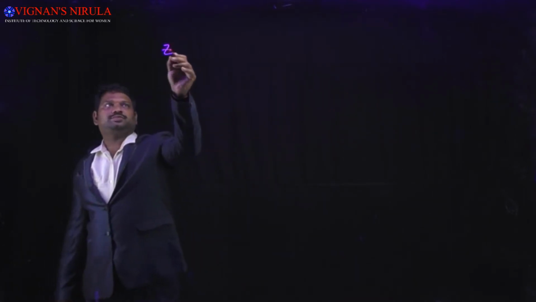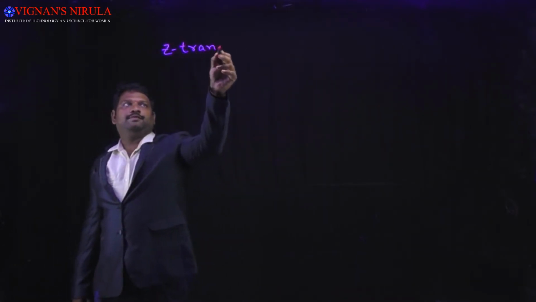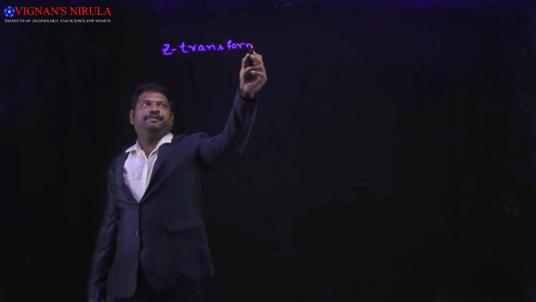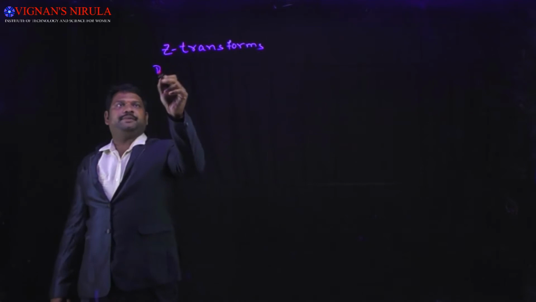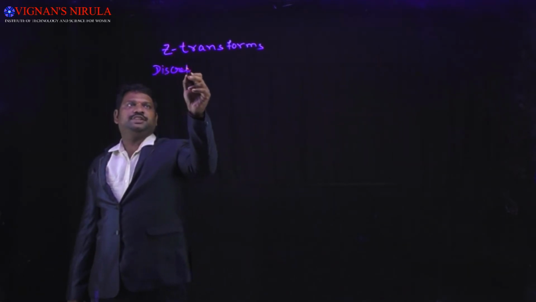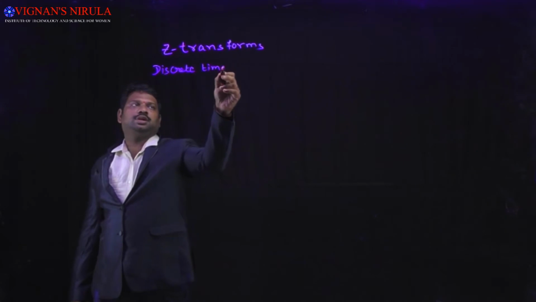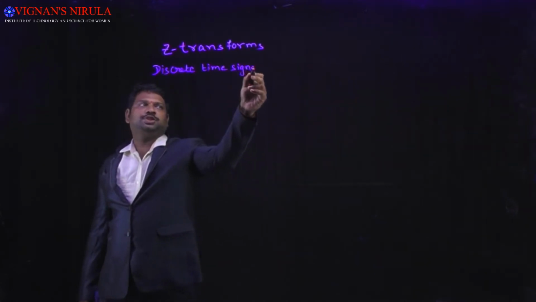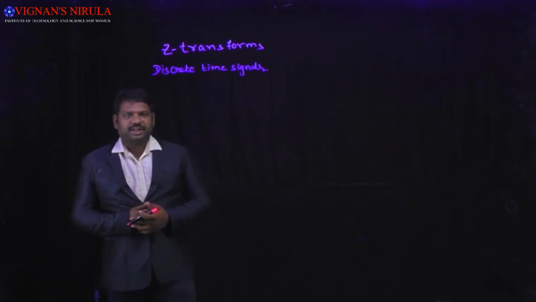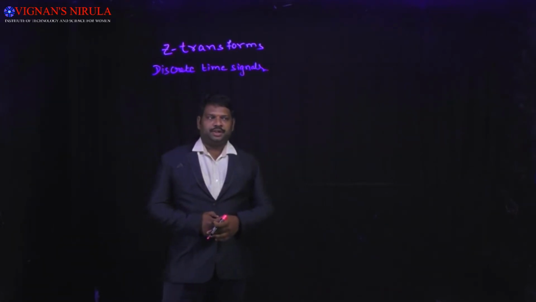Today we'll start the topic called the Z transforms. That is, an introduction to the Z transform, how it is divided, and the ROCs of the Z transforms. These Z transforms are basically defined for the discrete time signals.